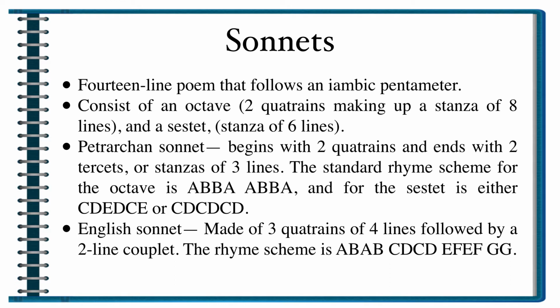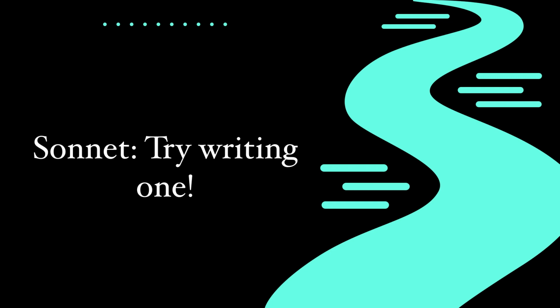Poet Thomas Wyatt introduced the sonnet to the English language in the 16th century by translating the works of Petrarch from Italian. He made changes by introducing a new structure and rhyme scheme. The 14 lines are all written in iambic pentameter and are made of 3 quatrains of 4 lines followed by a 2-line couplet. The rhyme scheme is ABAB, CD, EF, GG. Though this may be slightly difficult, pause this video to give writing a sonnet a try.